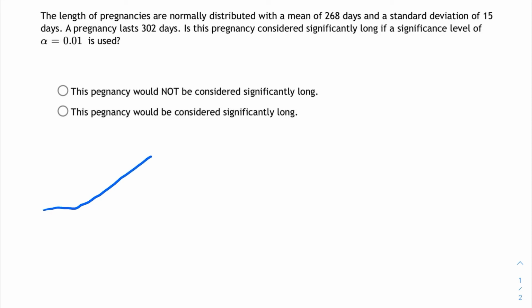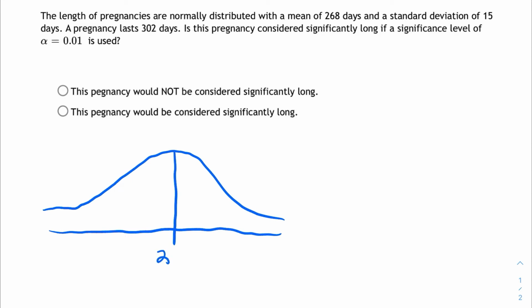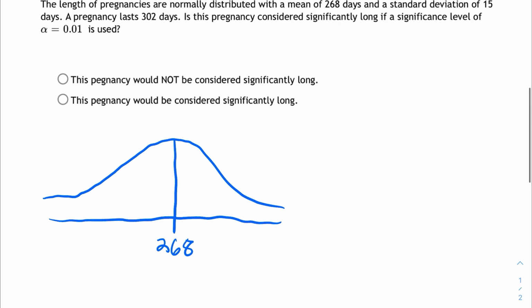So this is under a bell curve. They told me the mean of 268, which would be in the middle of this bell. And they also told me that this pregnancy lasted 302 days. So that's the value of x. I'm looking for the area to the right of that. I want to know what's the probability of getting something that extreme or more. So we're going to be looking for the area to the right.